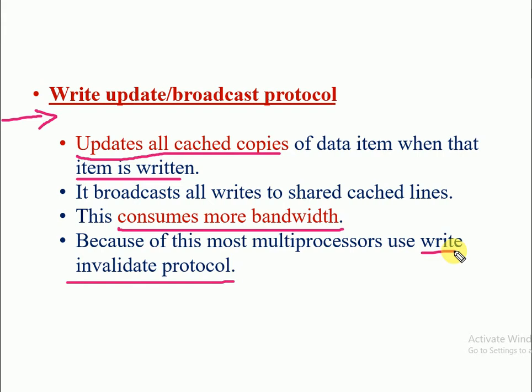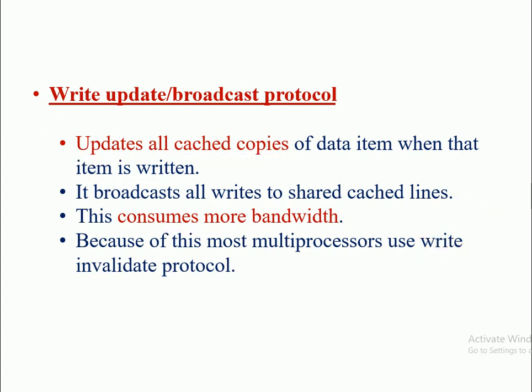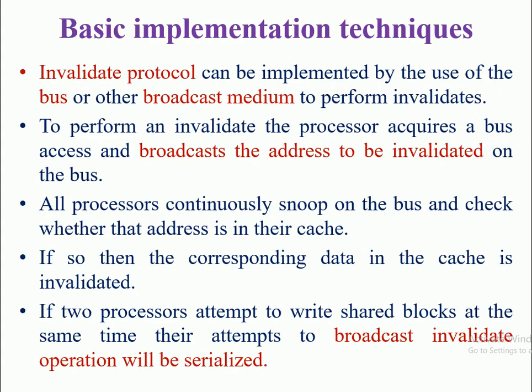Write invalidate simply invalidates all the copies of the current data item, but in write update, while changing one data item, simultaneously all the copies of the data item present in all the caches must also be updated. So that is a difficult task. It consumes more bandwidth and time, so it will affect the entire performance. So mostly we are following the write invalidate protocol mechanism for the snooping protocol mechanism. So the basic implementation.